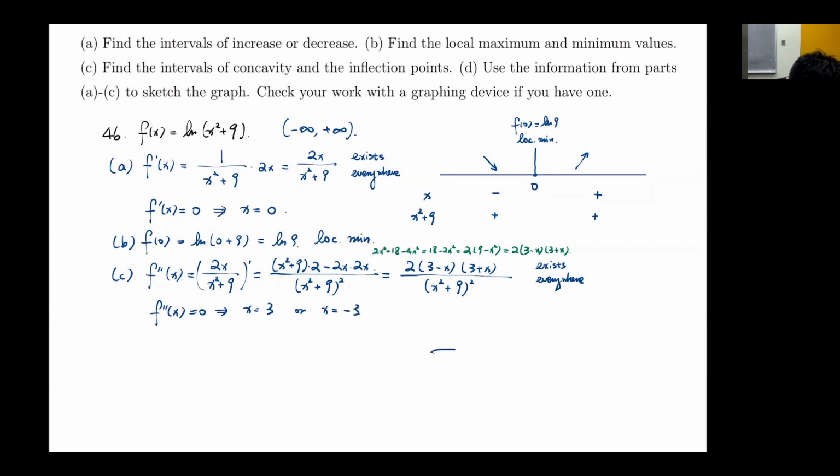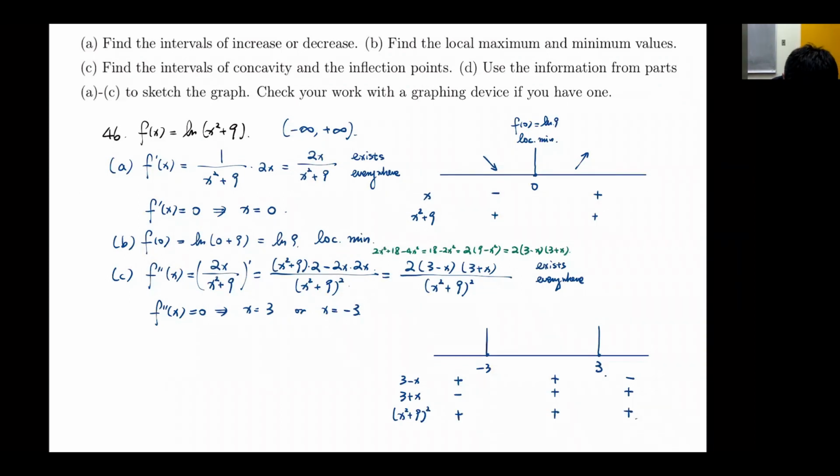These two numbers will separate the domain into three parts: minus 3 over here and positive 3 over here. We need to determine whether or not f double prime is positive or negative over each interval. So let's look at each factor. For 3 minus x, this will be positive to the left of 3 and negative to the right of 3. For 3 plus x, this will be negative to the left of minus 3 and positive to the right of minus 3. And the denominator is always positive, and the 2 over there is always positive.